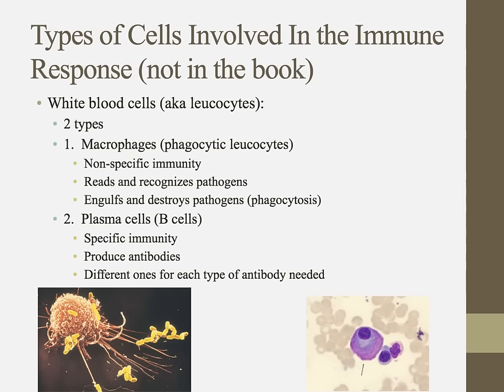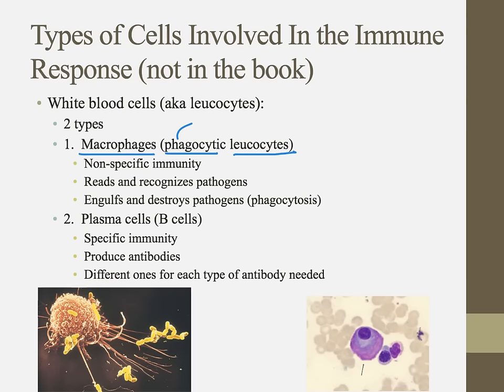All right, now we've got some major players on the scene when it comes to the immune response, okay? Let's stick to thinking about primary for now. So we're going to have two role players here, okay? One of them is called a macrophage, and it has another name. It's also sometimes called a phagocytic leukocyte.